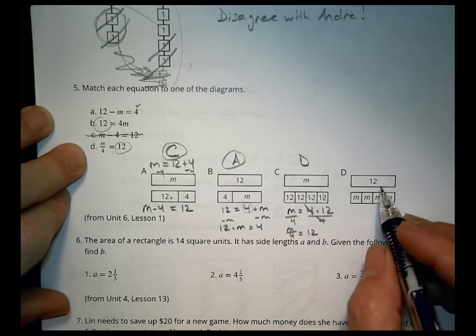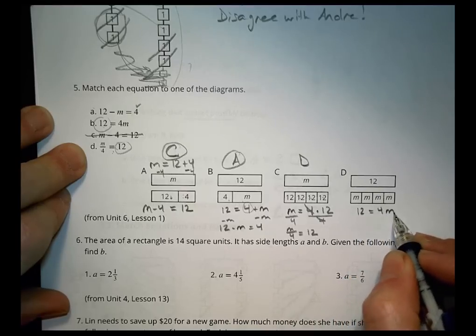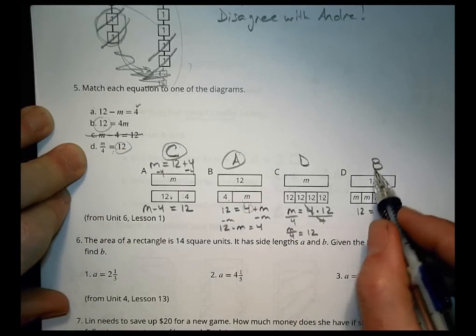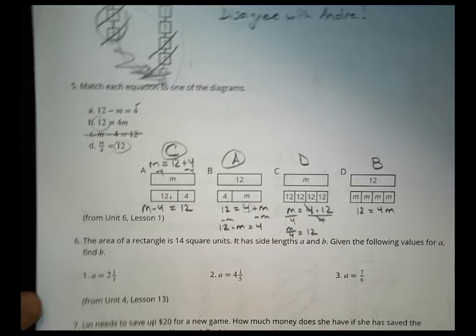And we'll do the same thing over here. This one we start by saying that 12 equals 4 groups of m. And so that one is our easiest one actually. It's the one that actually works the most. 12 equals 4m. No change to be made, and that's B. So that was the easiest one of all of them.